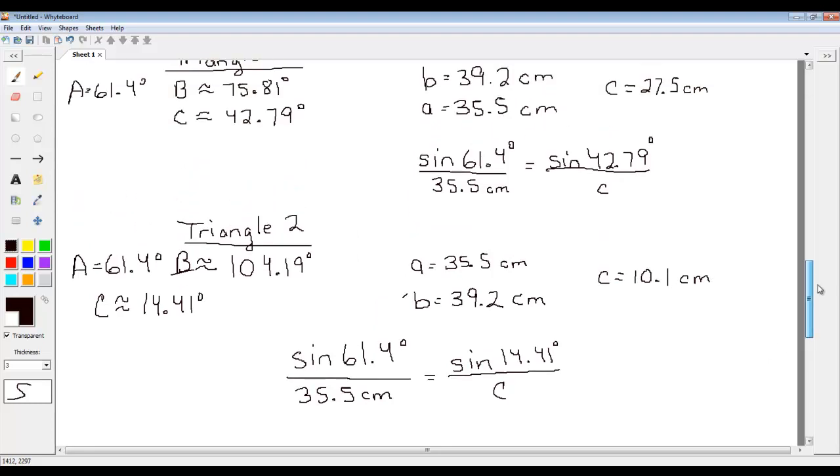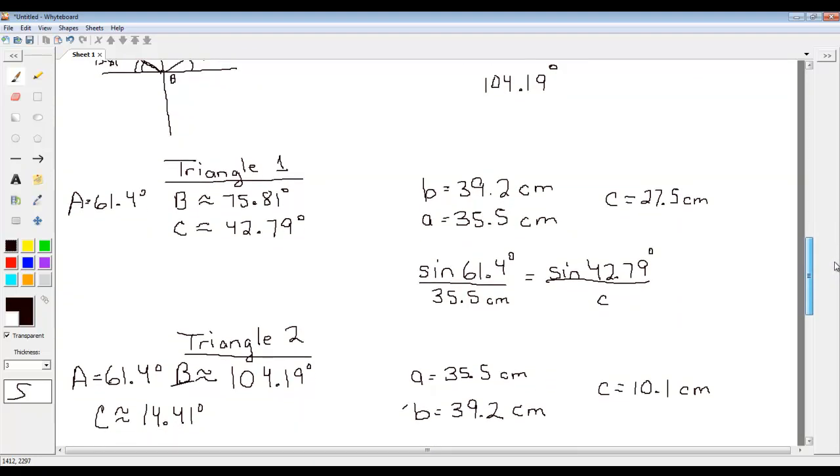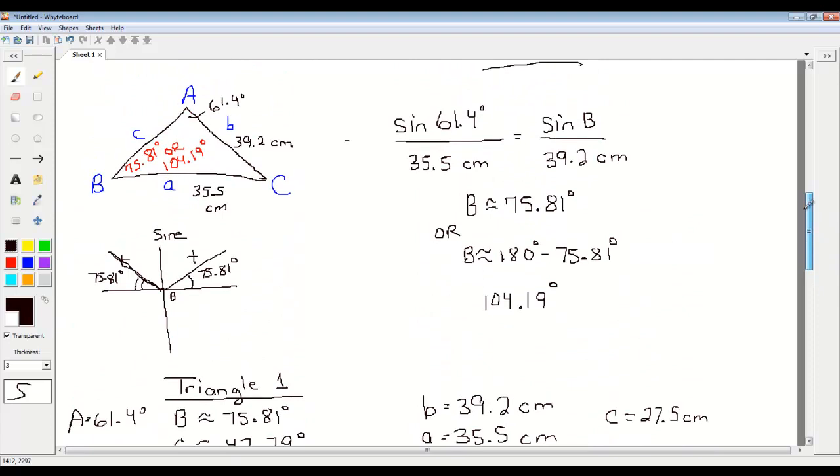So that one has two possible triangles, depending on what that angle B turns out to be. There's two possible answers for that inverse, for that sine there, that theta that they're taking the sine of. If there weren't two possible answers, then you'd only have one triangle.